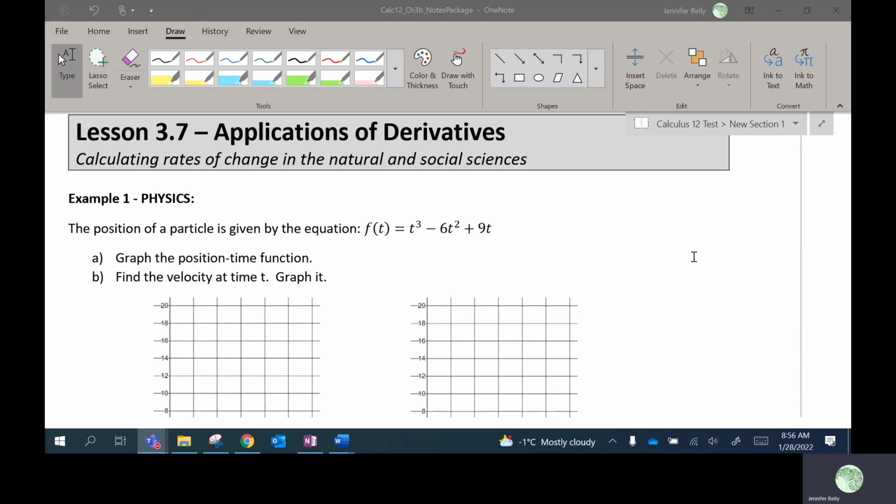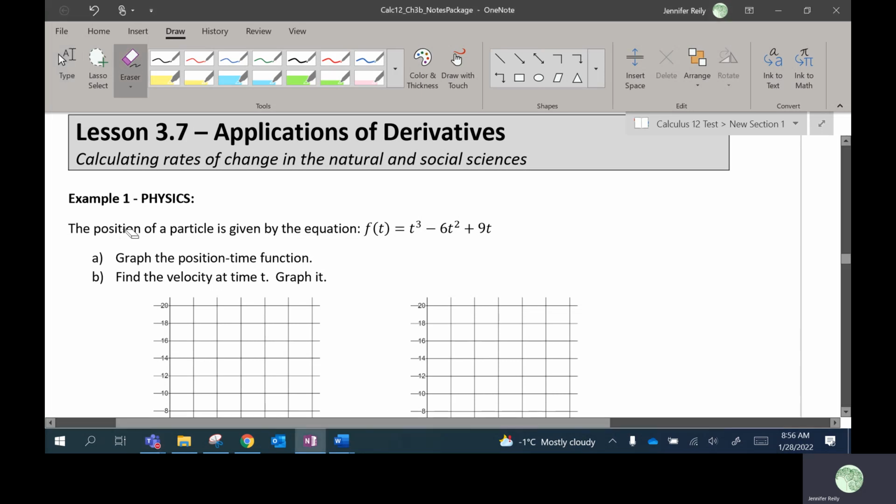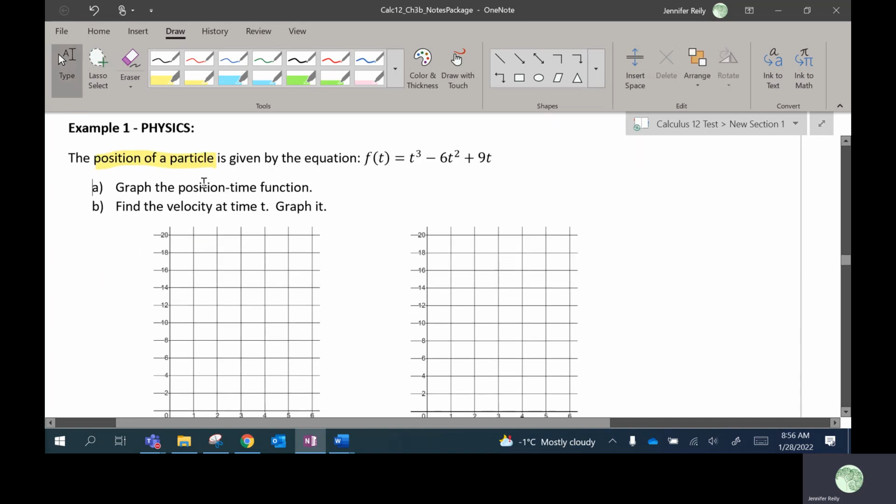So in this particular example, we're given a position function. Sometimes in the textbook they use S for the position function. In this case, it's just labeled F. So the position function is a cubic equation, and it tells you where the particle is at any given time. And the first thing we're going to do is graph this.